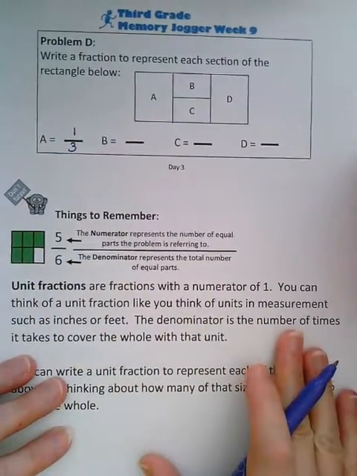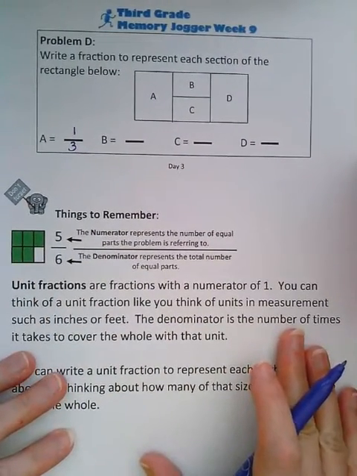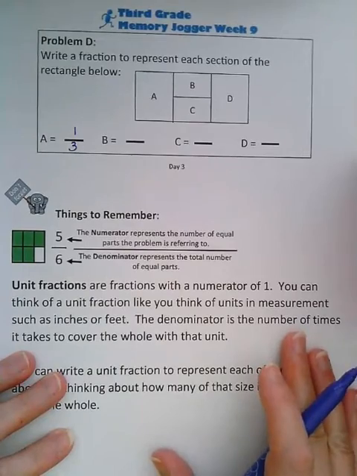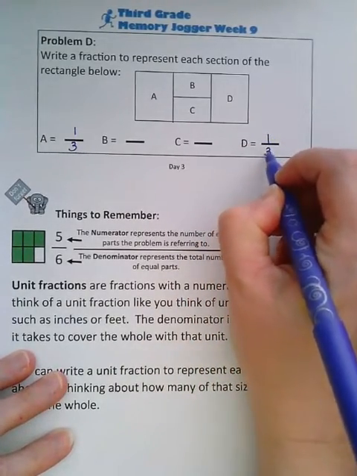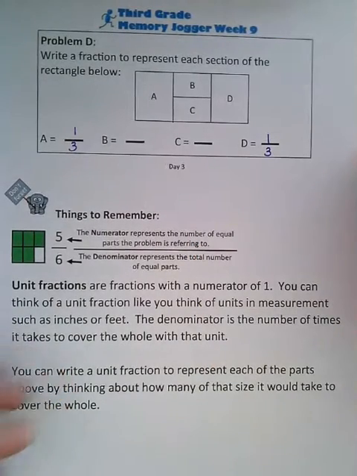And while we're on that one, just because we just measured it the same way, I can tell that D is the exact same size as A. So I'm also going to put 1/3 there. Both of those, if I were to cover with the A size piece, it would be 1/3. And if I were to cover with D size pieces, it would take 3. So that would also be 1/3.